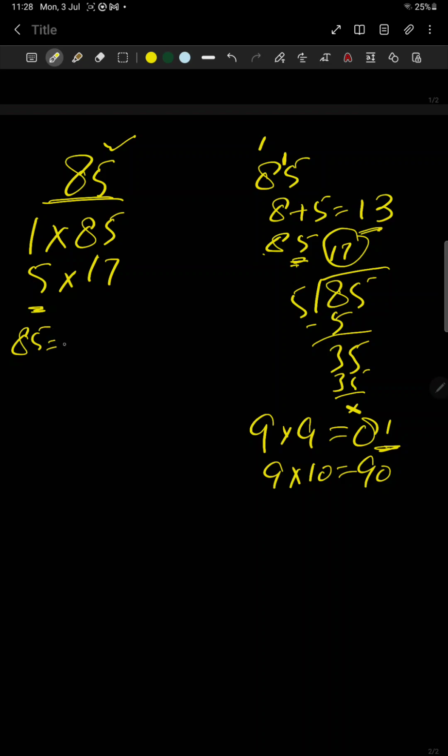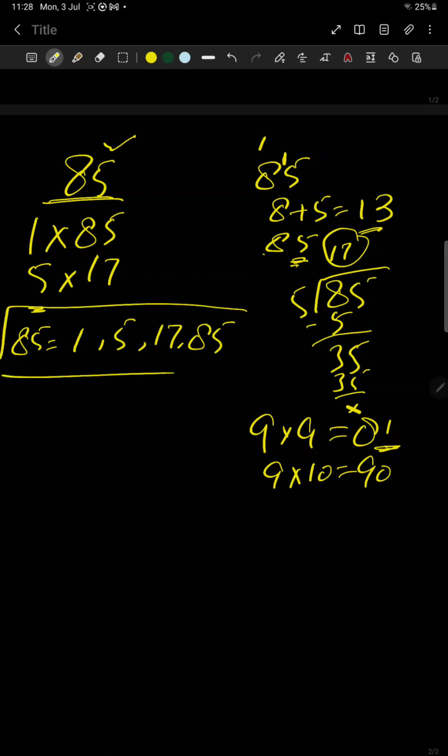We have already checked them, so we need not check them. Now 85 is equal to 1, 5, 17, 85. So these are the numbers which are the factors of 85. In this way we will write all the factors.